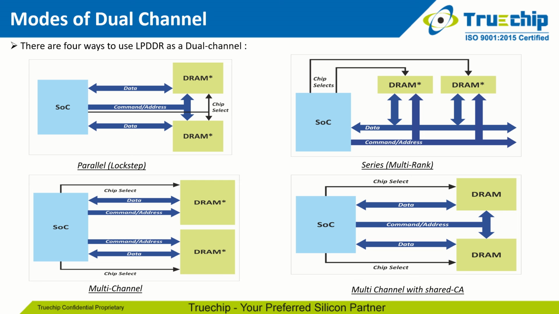At last, in the fourth configuration, which is multi-channel with shared CA bus, both the DRAM devices receive the same command address, but unlike the series implementation, it is up to the chip select to determine which DRAM device to work on in a particular clock cycle. Here, each DRAM will be transmitting data independently of each other. So both the DRAMs here can be in different states but receive the same command.